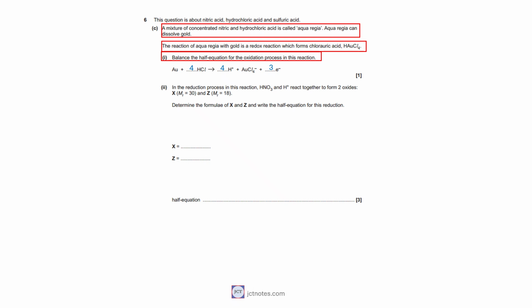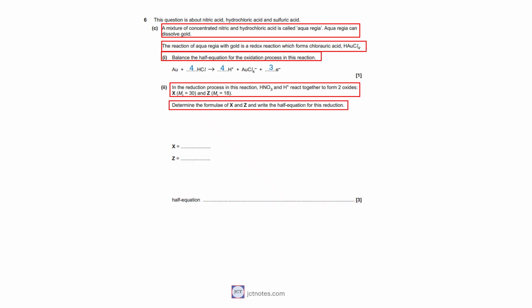For the second part of the question, we are told that, during the reduction process, nitric acid reacts with hydrogen ions to form 2 oxides, X and Z, with relative molecular masses of 30 and 18 respectively. We need to determine the identities of X and Z and then write the reduction half equation.